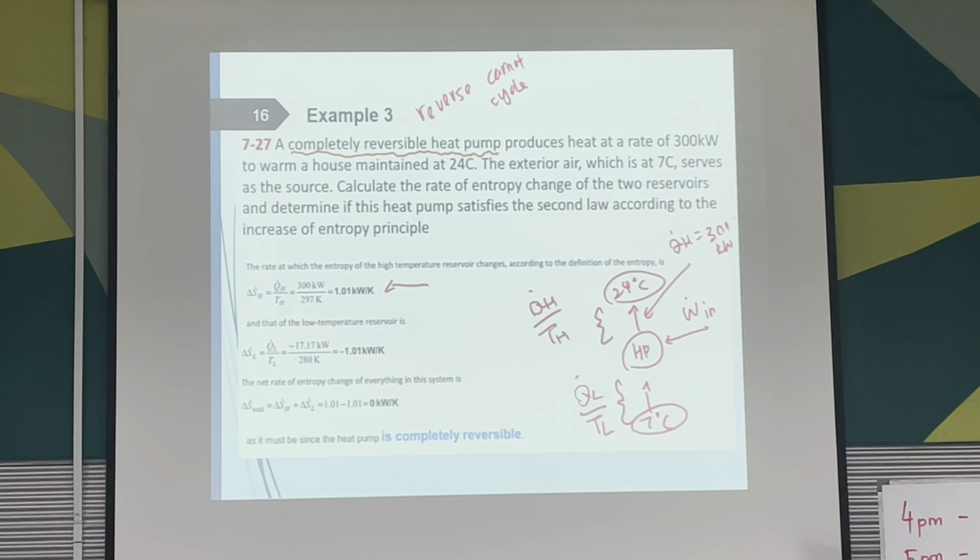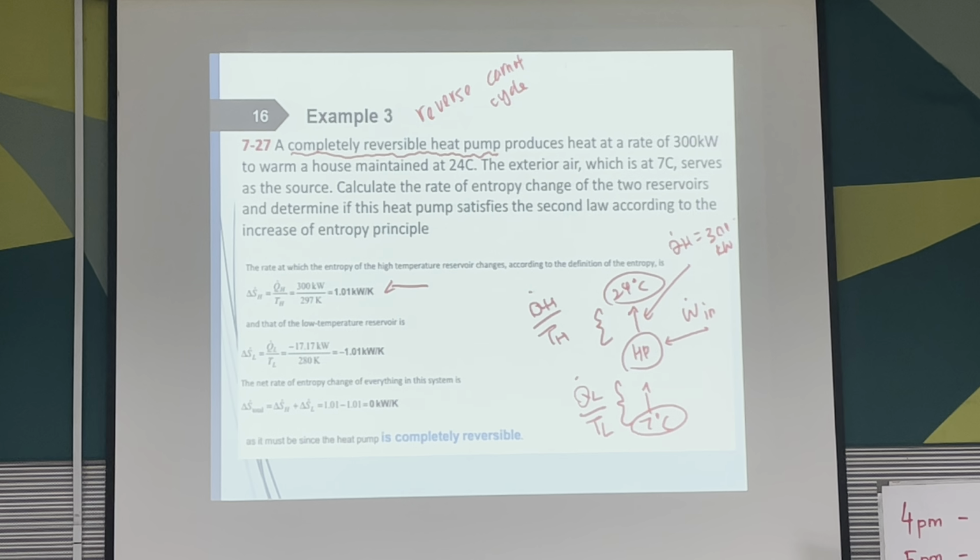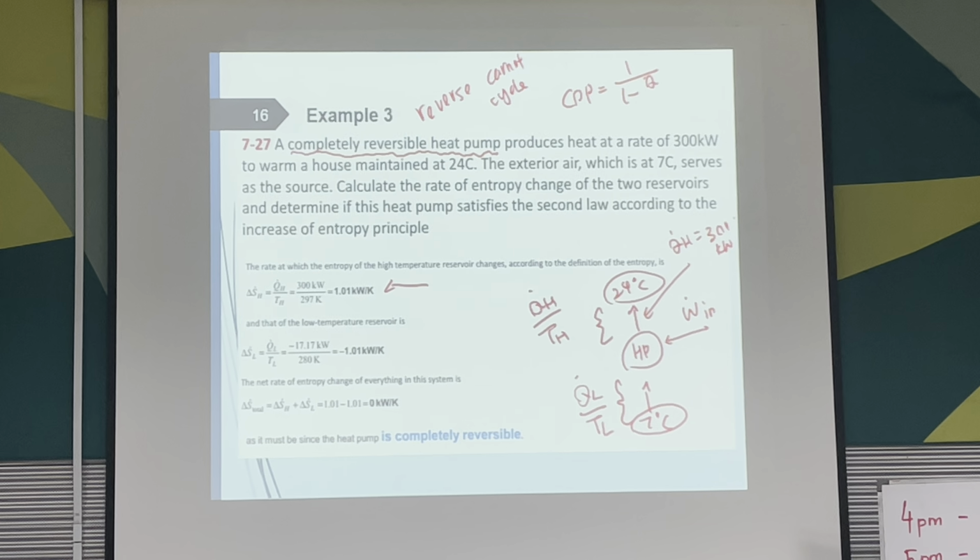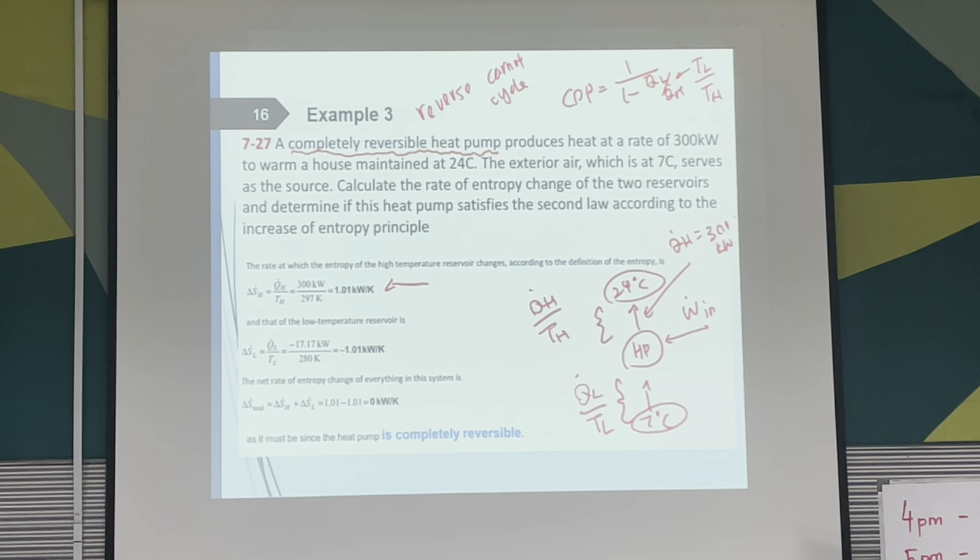Okay, so you can see that it tells you that this heat pump is completely reversible. So meaning it runs on the reverse Carnot cycle. The COP will be equal to 1 over 1 minus, I forgot if it's QL over QH or QH over QL, but it should be this one. And then you can replace the whole thing with TL over TH in order to find the COP. Or rather, actually you don't need that, this one is too long already. You can just do this.